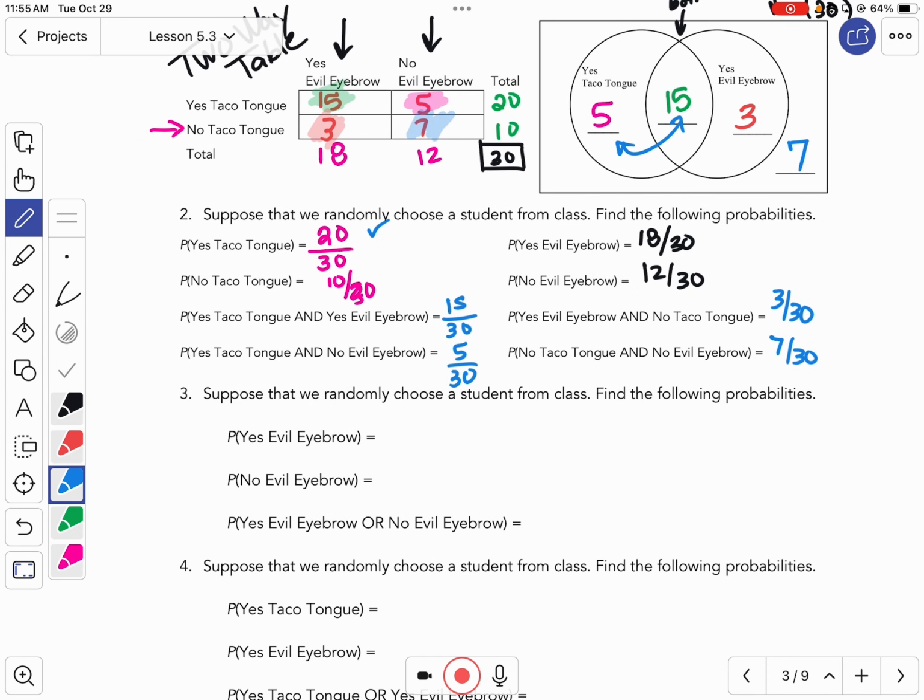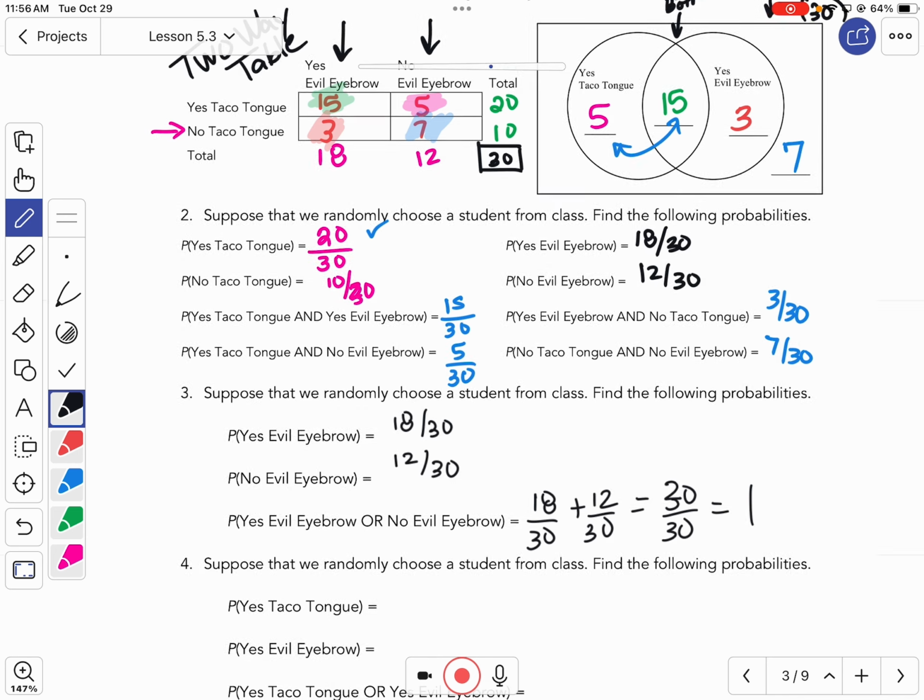Well, we already did that, didn't we? How many were yes to the evil eyebrow? 18. And how many were no to the evil eyebrow? 12. Okay. So the probability that they are yes to the eyebrow or no to the eyebrow says that as long as I fit in one of those two categories, I'm good, right? So all we have to do is add them together. 18 over 30 plus 12 over 30 gives me 30 over 30, which is 1. That'd be all of them. They're either yes or no.